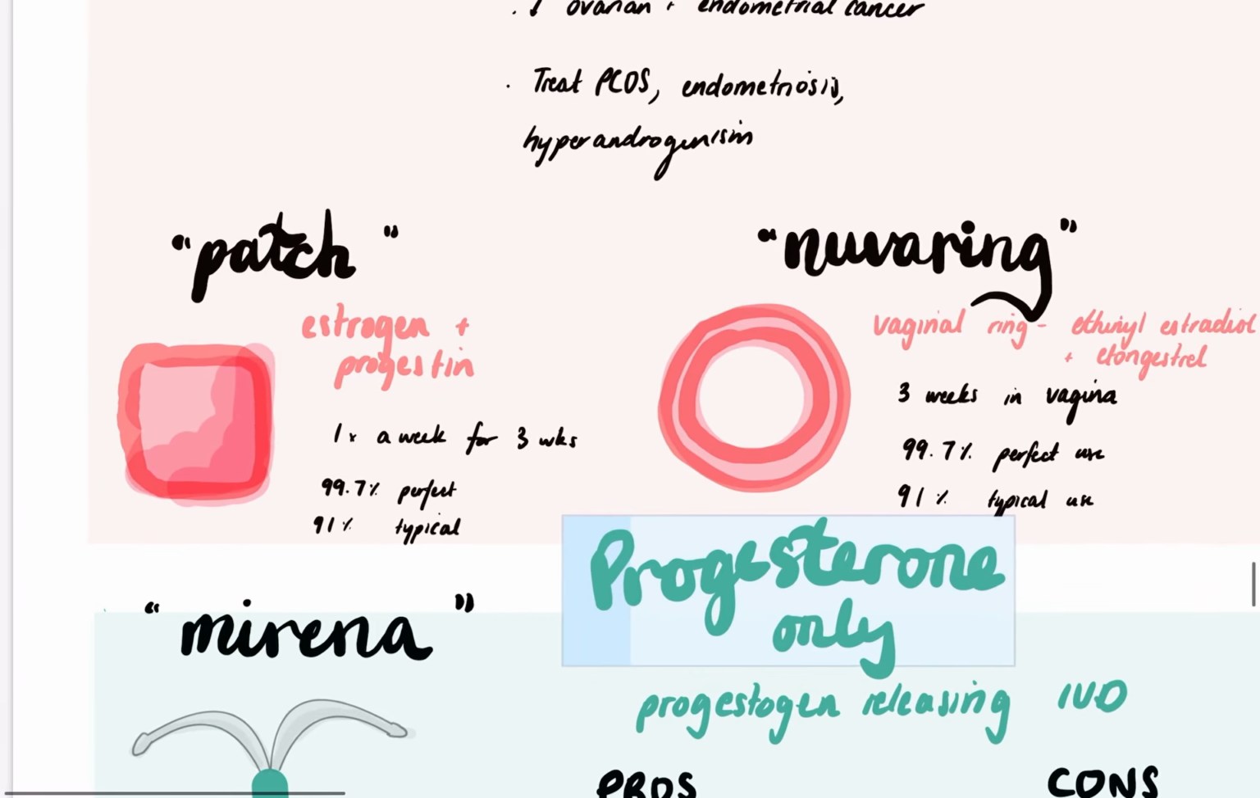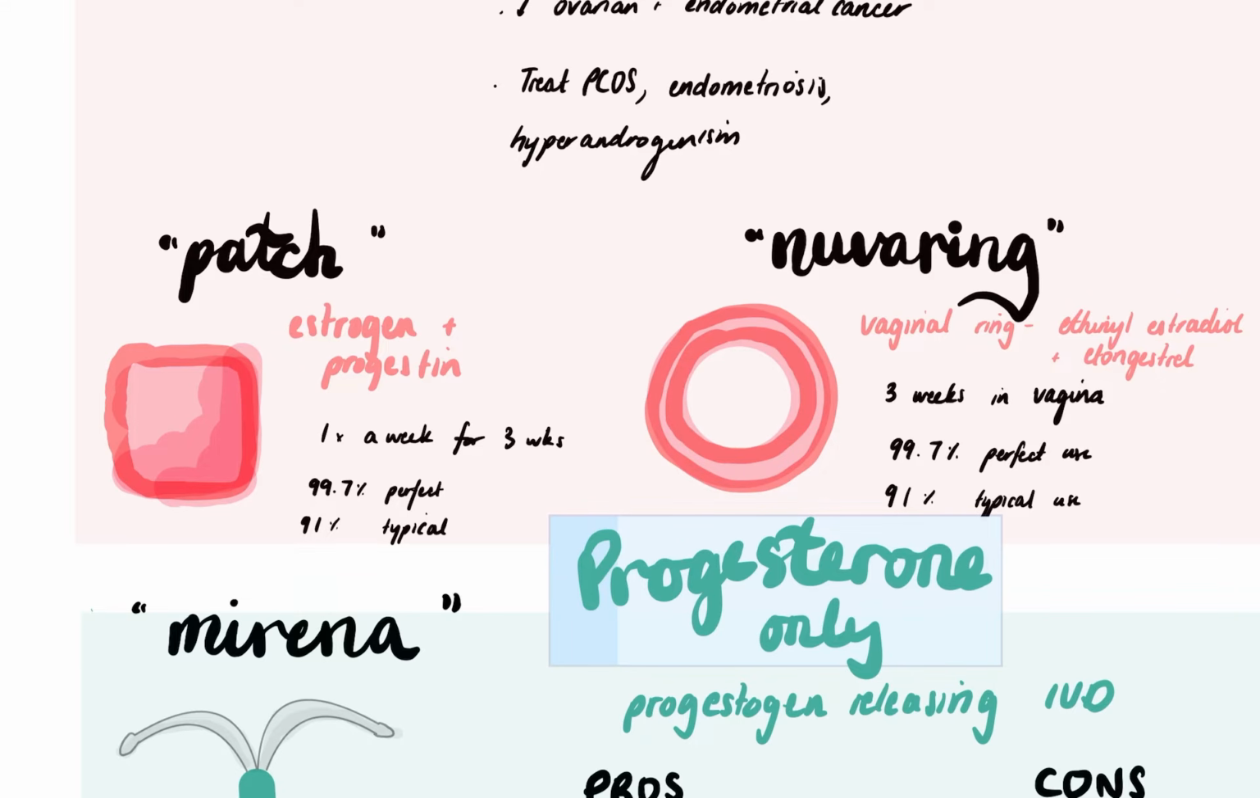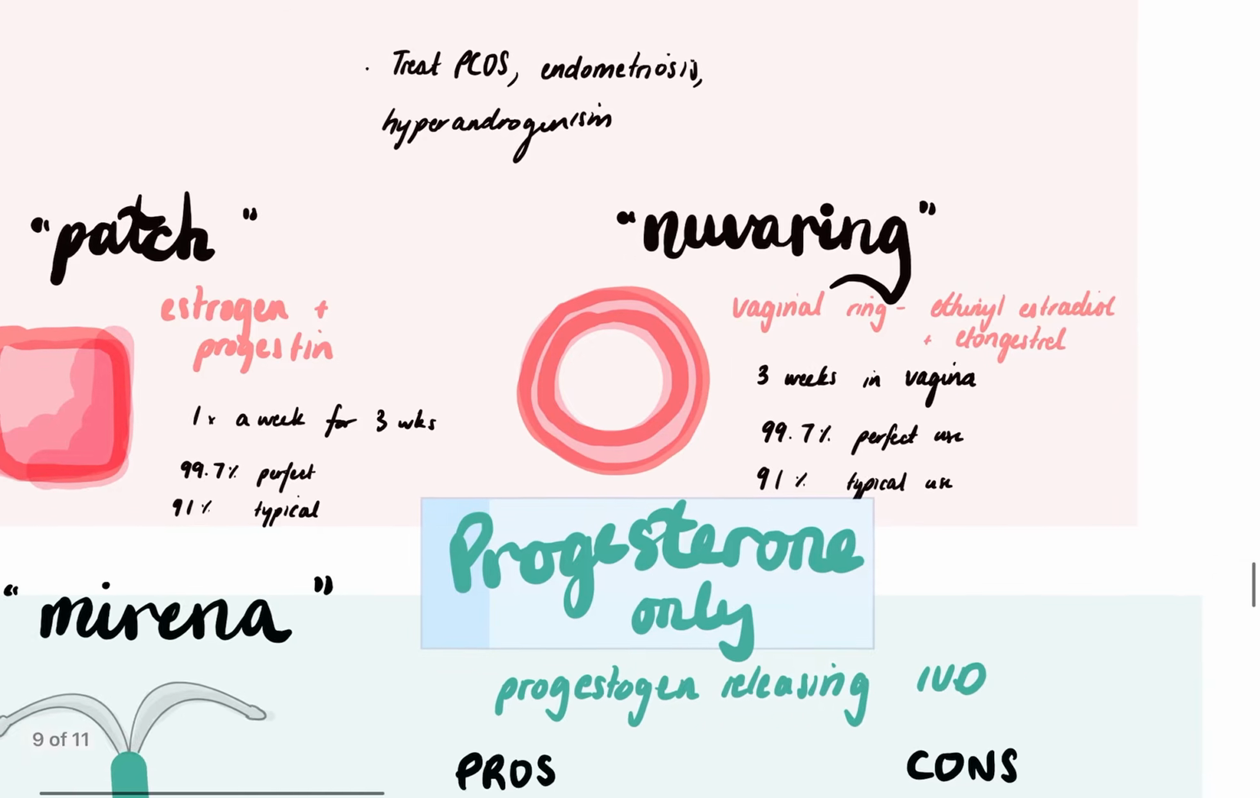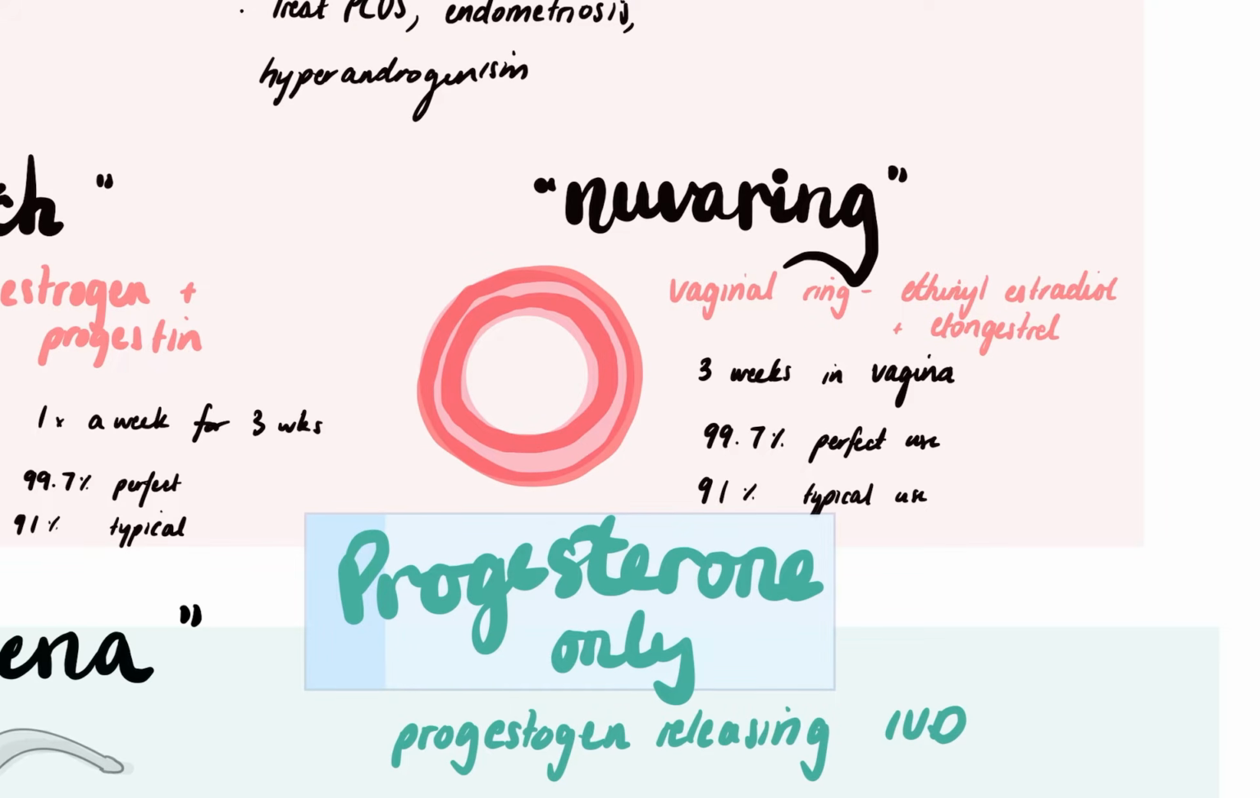Other forms of combined hormonal contraception include a patch, which is used once a week for 3 weeks, and the Nuva ring, which is a vaginal ring containing ethinyl estradiol and etonogestrel, which is estrogen and progesterone, and this is put in the vagina for 3 weeks.